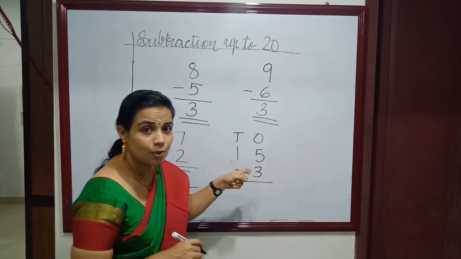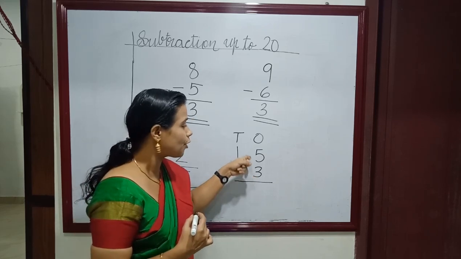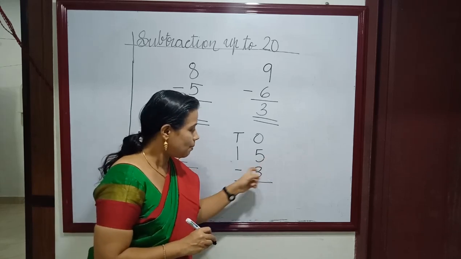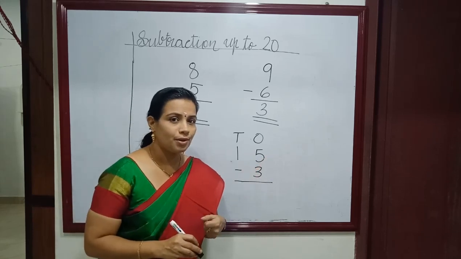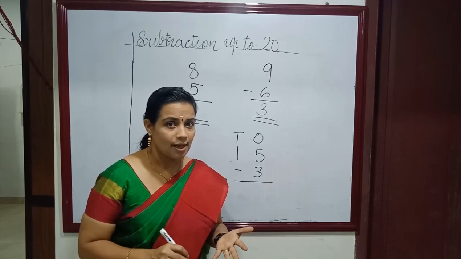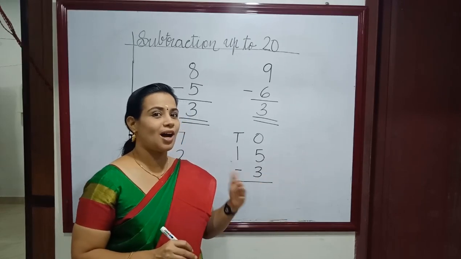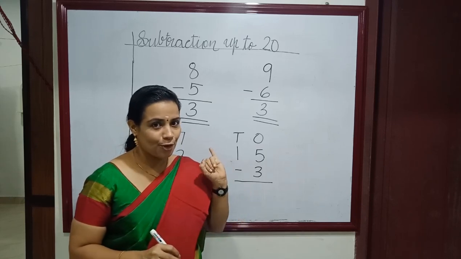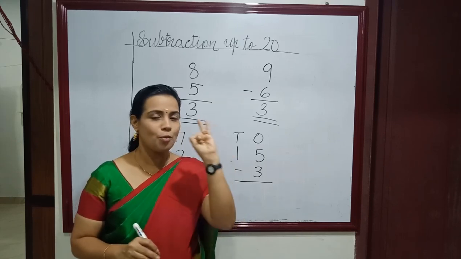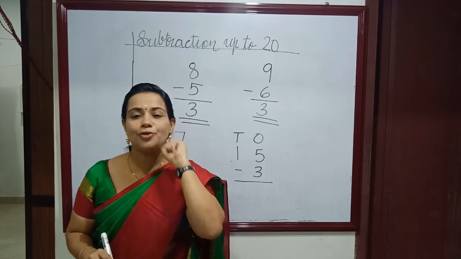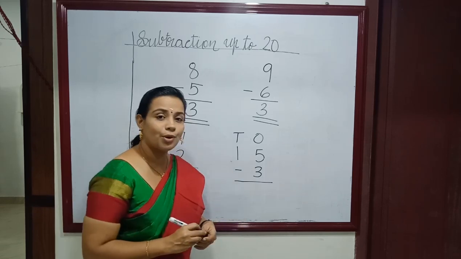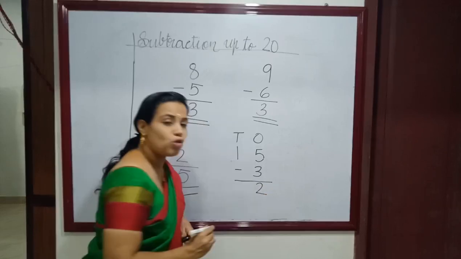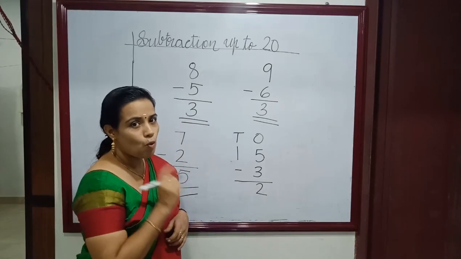So we have to subtract 3 from 5 first. 5 minus 3. So what do we do? Count after 3 up to 5. 4, 5. How many fingers are here? 2 fingers. So we have to write 2 in the ones place.